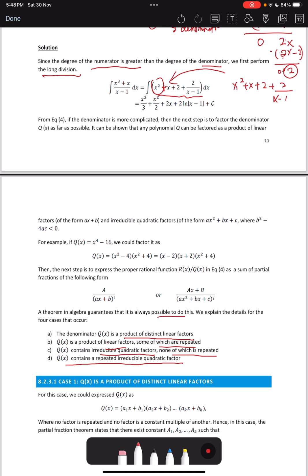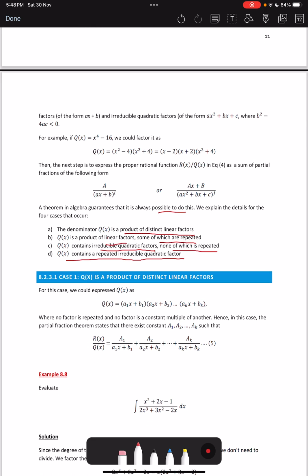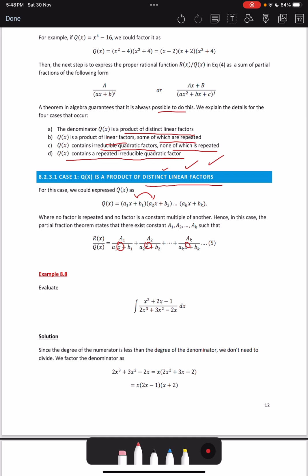So let's look at the first case, where Q(x), meaning the denominator, is a product of distinct linear functions, which is (a1x + b1) multiplied with (a2x + b2). So this is a product, but in terms of distinct linear factors, it is just power of x to the 1. Alright, let's look at example 8.8, where you have the first case where the denominator is a product of distinct linear factors.